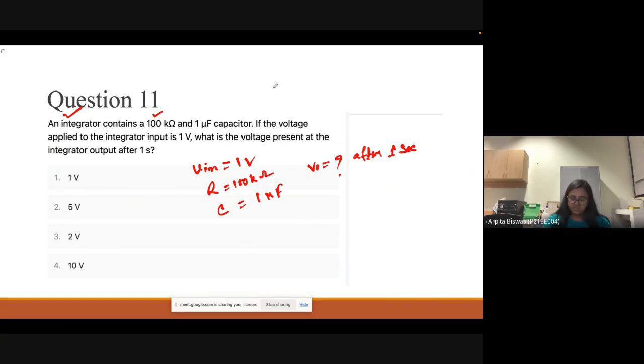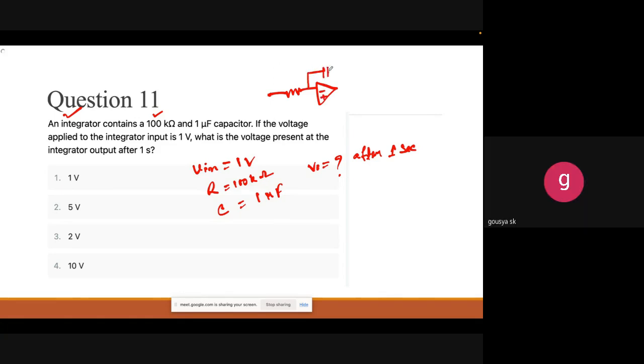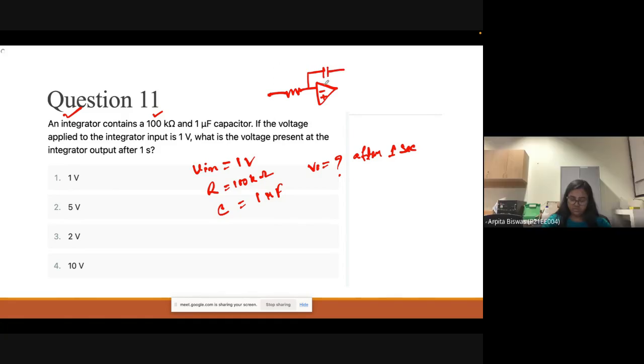So let's draw the circuit here. 10 volts. Yes. So the V output is here, and here the V input is given. The R value is here, and here C. So can you explain a little bit how you have calculated?